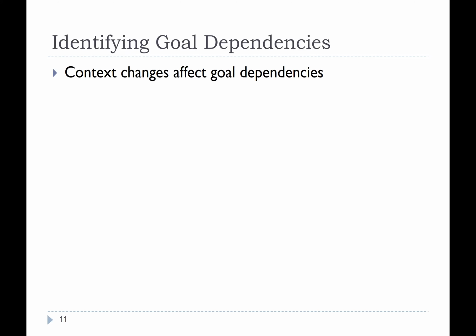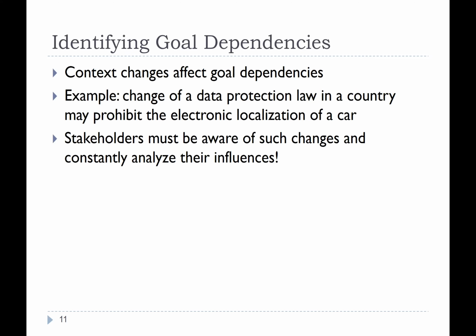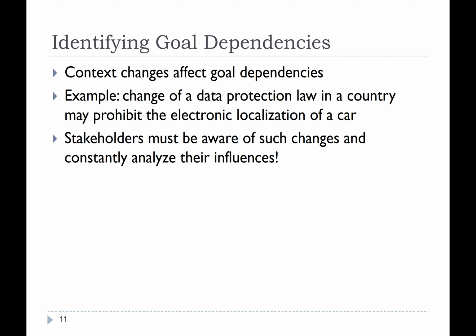Right, so context changes and affects goal dependencies, okay? A change of a data protection law might prohibit the electronic localization of a car. Stakeholders must be aware of such changes and constantly analyze their influences.